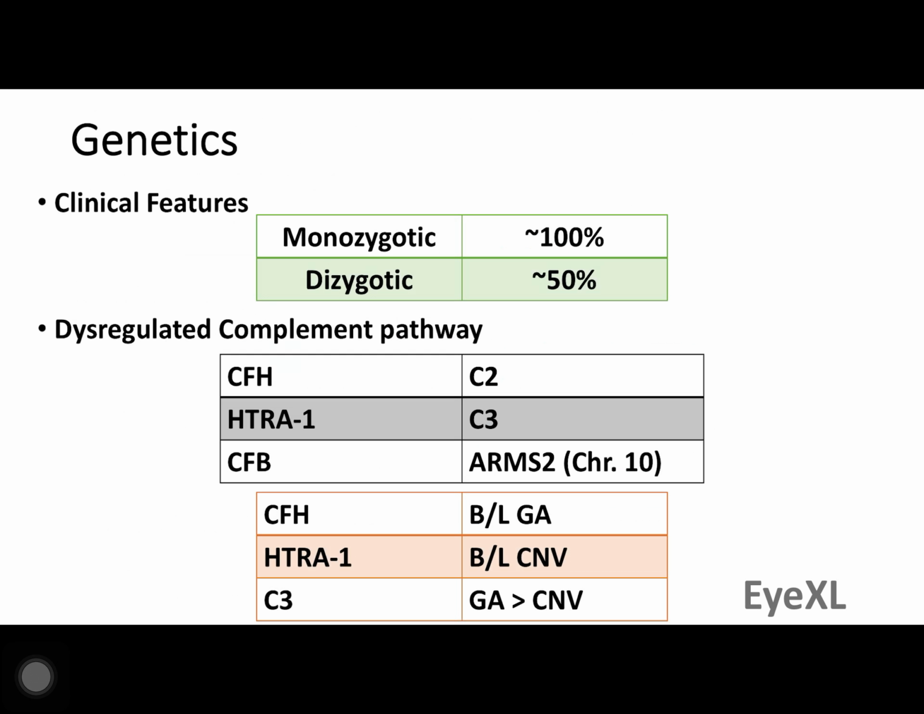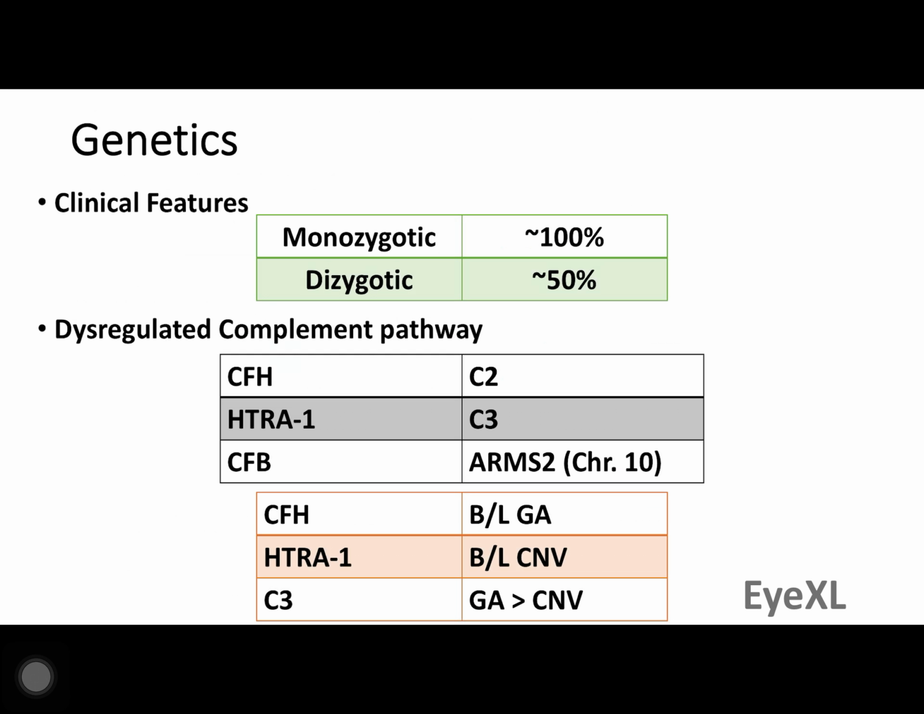The presence of an abnormal complement factor H predisposes you to a bilateral geographic atrophy, whereas the presence of an abnormal HTRA1 predisposes you to a bilateral choroidal neovascularization. When I say choroidal neovascularization, I mean neovascularization only. There is no difference. It is just labeled as choroidal to make it more clear that the origin of the blood vessels is from the choroid itself and not from the retina.